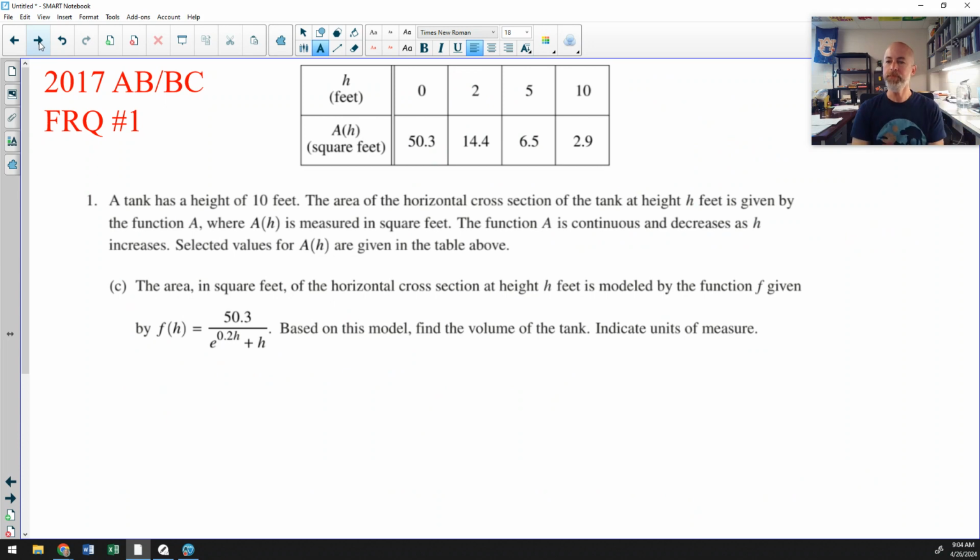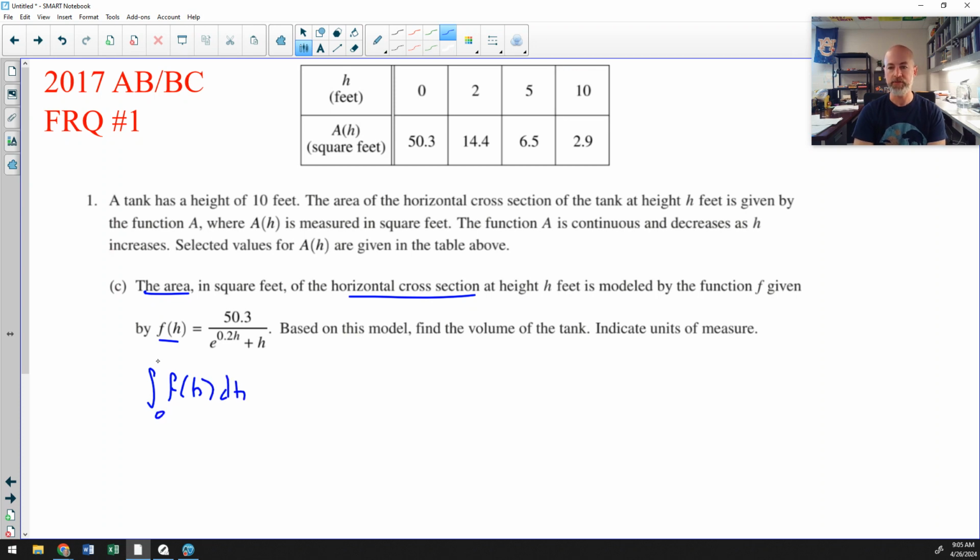Okay, part C, we are still talking about the cross-sectional area, only this time they give us a function for the cross-sectional area, but it's the same situation. It's the same tank. We're not using the table anymore. We're using this function. And as I mentioned a minute ago, volumes in AP Calculus. Now, when you get to college, there are other voluming techniques, but in AP Calculus, volume is always found by doing the antiderivative of the cross-sectional area. And here they tell us that the area of the horizontal cross-section is f of h. So we will simply do the antiderivative of f of h dh, and it's the same tank.